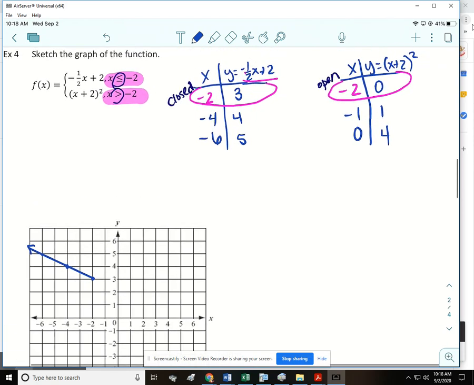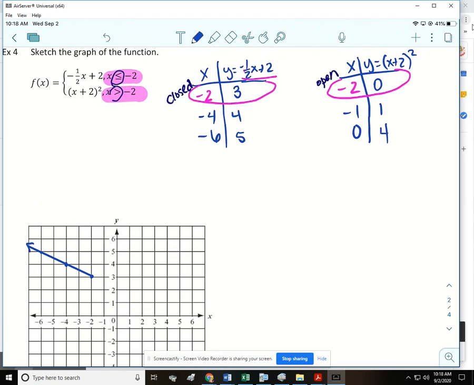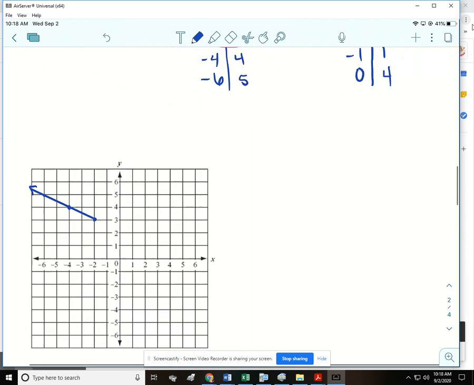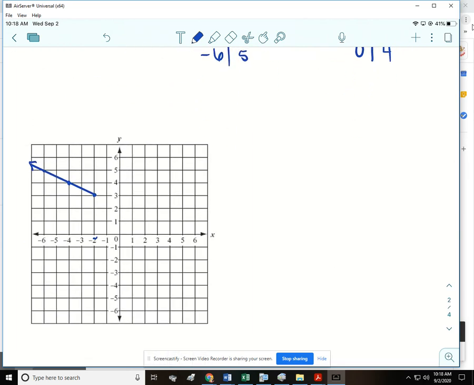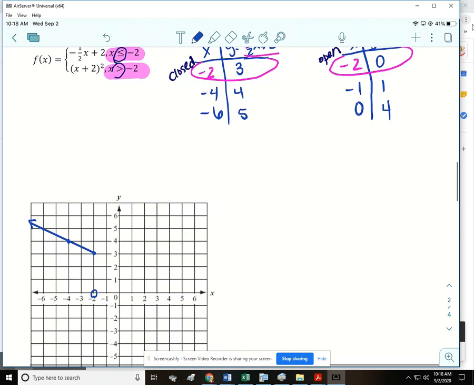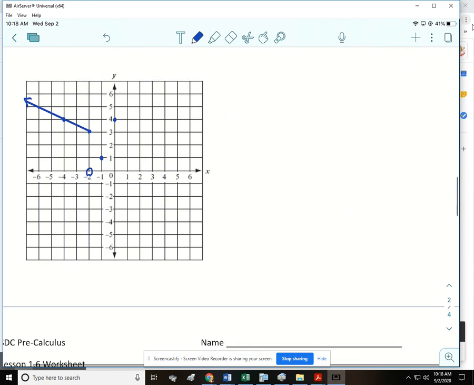All right. For the second piece, I know my endpoint is at -2, 0, and it is an open circle. The rest of my points are just regular old points. Right. And I start at the end point and go through these points. Now, I know this isn't straight because it's a partial parabola, so it's going to look something like that. That's how you graph a piecewise function.